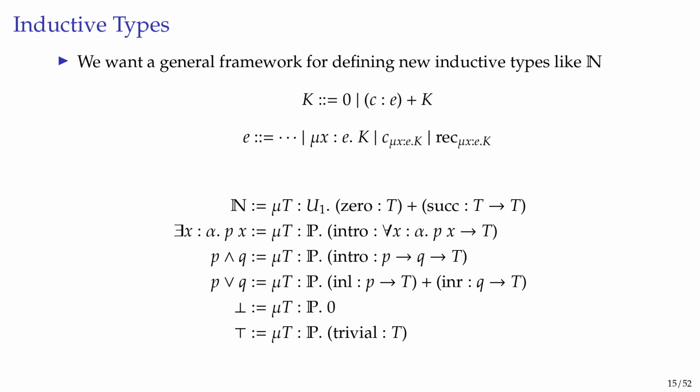Okay, and so here are some examples of how we can construct exists and or true and false, and maybe that convinces you that this is quite general and able to give you lots of interesting logical operators.